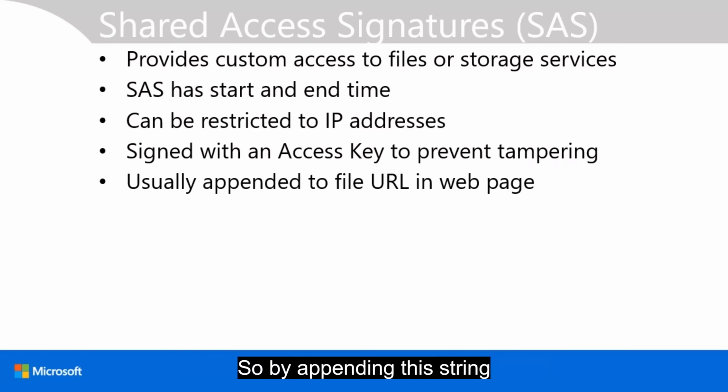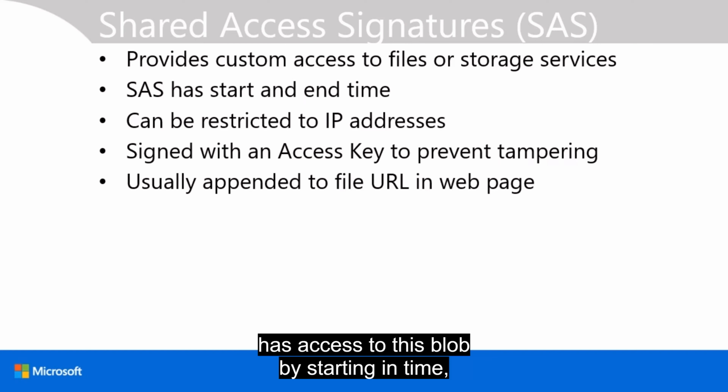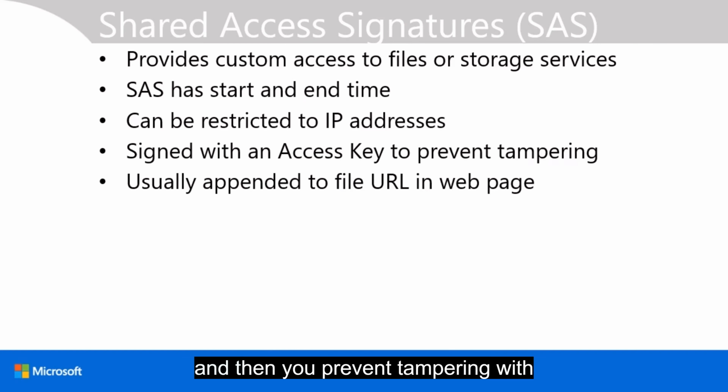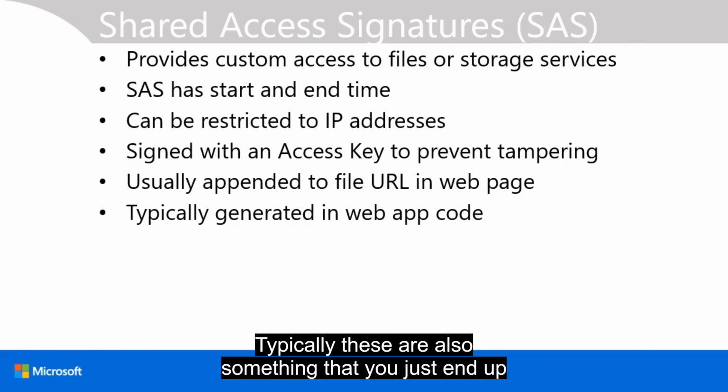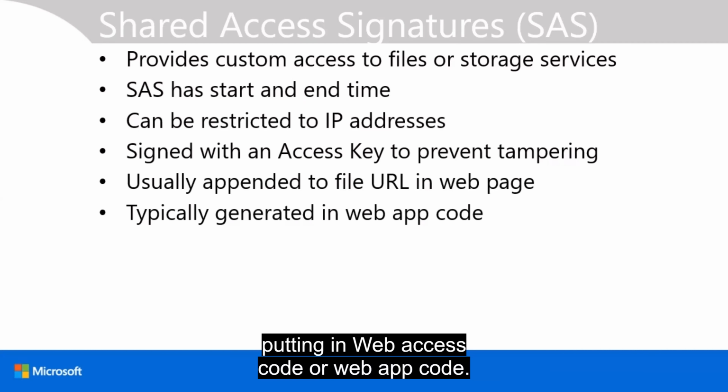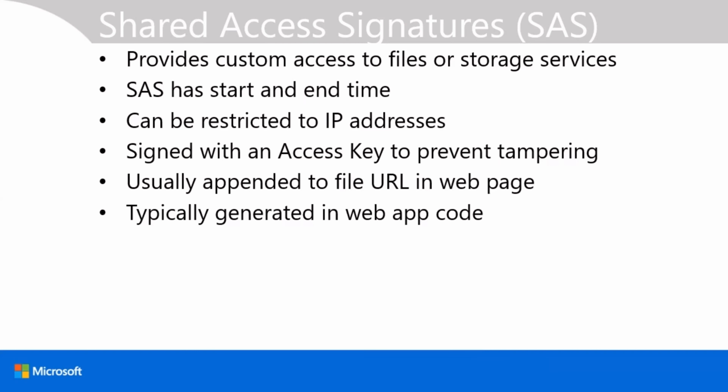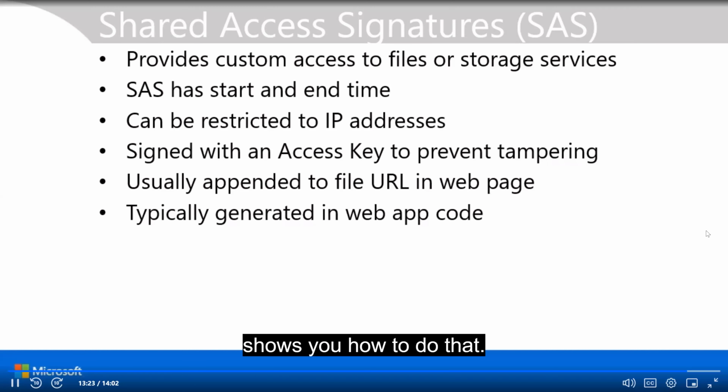By appending this string of characters to the end of a URL to, let's say, a blob, you can indicate when the person who has this link has access to this blob by start and end time, where they have to be, and then you prevent tampering with the access key signature. Typically, these are also something that you just end up putting in web access code or web app code. And you can generate them in the Azure portal. An example demo we'll see later in this lesson shows you how to do that.